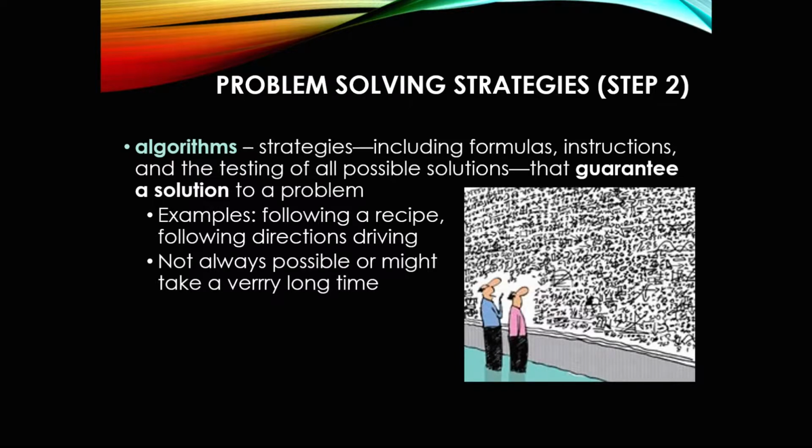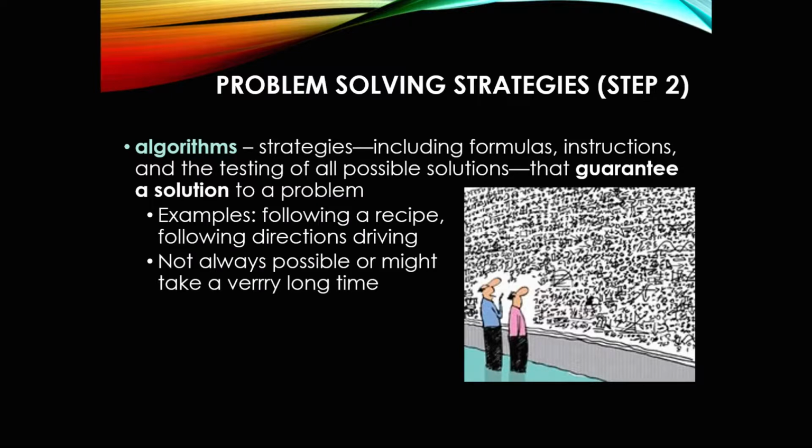In step 2, we talked about some good problem solving strategies, so we're going to go a little more into that. Algorithms are strategies, including formulas, instructions, or testing all possible solutions. These are strategies that guarantee a solution to a problem. If you think about very detailed instructions for a recipe, if you follow the recipe exactly, then you should end up with the same result, right? The proper end product. That's an algorithm, something that's laid out very detailed, start to finish.